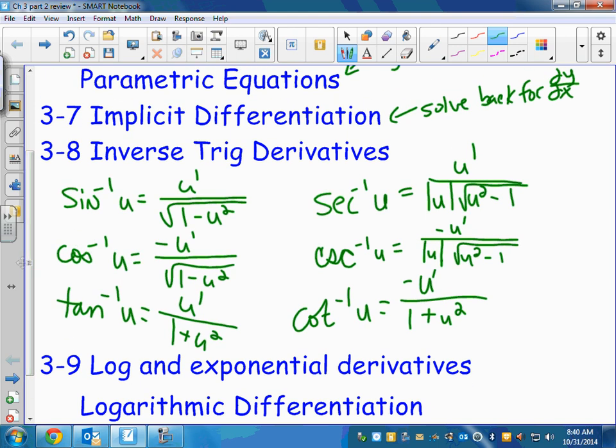Implicit. That's where we solve, where you do the dy/dx every time you take the derivative of y, which we also do when we do logarithmic differentiation. The good thing about some of this stuff is it's been reviewing itself over and over again instead of having four separate sections. And then the last thing we did this week were those log and exponential derivatives. We have not had a quiz over that, but you are expected to know those derivatives as well.